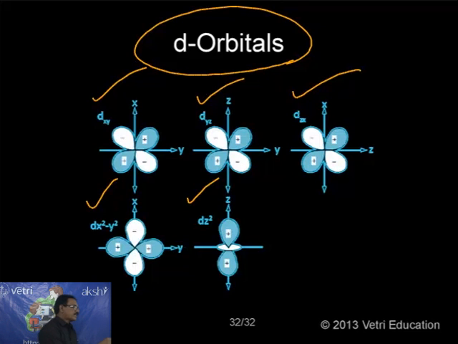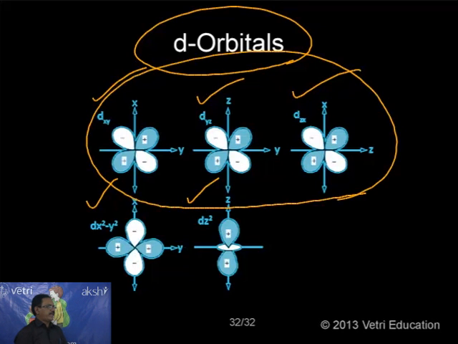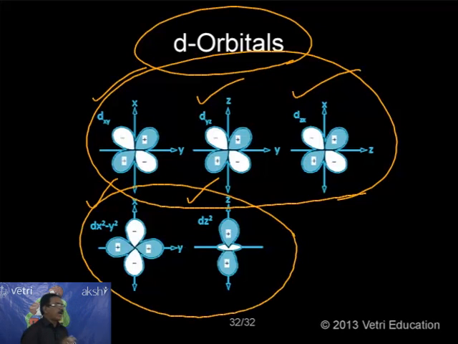Now, among these 5 d orbitals, there is interesting information I want to give. These three, dxy, dyz, and dzx, are present between the axes, whereas these two orbitals are present along the axes. Why am I specifying this? Because when we study coordination compounds at plus 2 level, we must know this information.